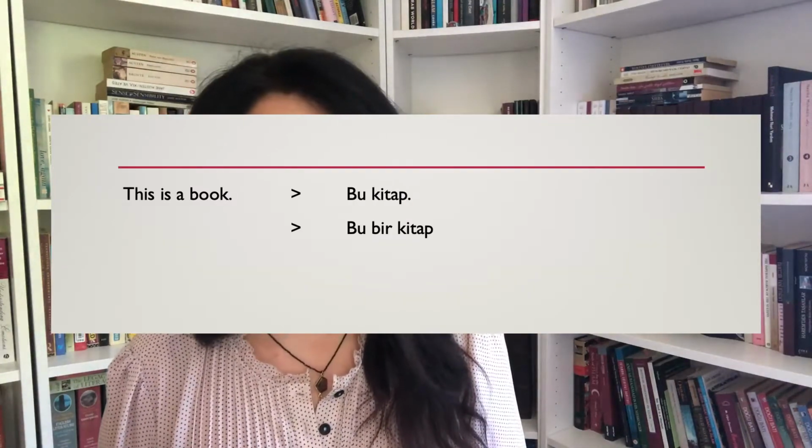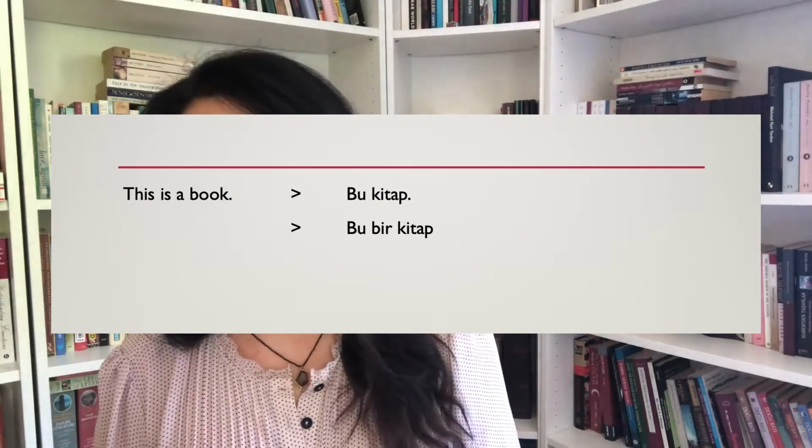They are going to be all in third person, and they're going to correspond to the to be form in English, which means you're going to learn to say, this is a book. This is a book, right? And how do you say it in Turkish? Bu kitap, or bu bir kitap.